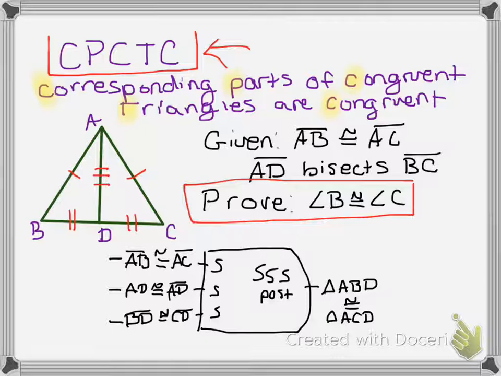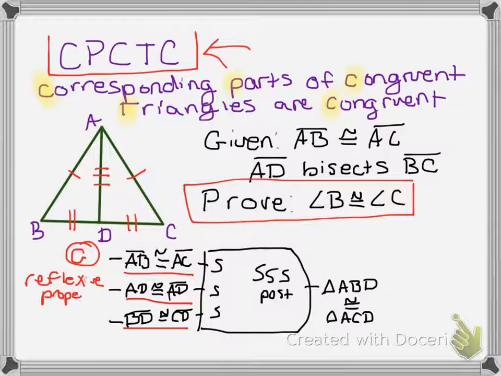You can see that I have already laid out our evidence. We know that AB is congruent to AC, we know that AD is congruent to AD, and we know that BD is congruent to CD. So let's give our reasons for these. AB congruent to AC, that one's easy, that's our given. How did we know that AD was congruent to AD? Remember, this was our memorization moment. You've got to know that that is the reflexive property. So that's our reflexive property.